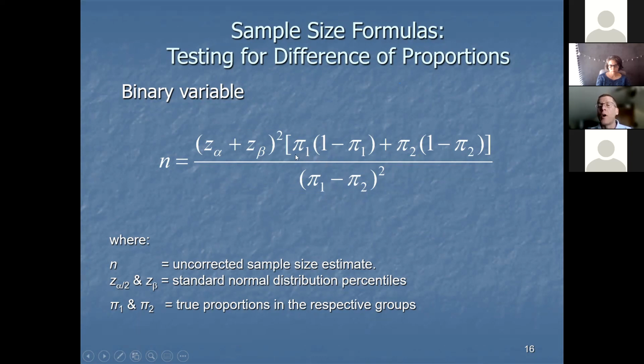But up here in the numerator, I actually need to specify pi1 and pi2, the proportion in each of those groups. And that's important because let's say I'm interested in a 10 percentage point difference. Well, I might have 0.2 minus 0.1, or I might have 0.5 minus 0.4. Both of those will give me 0.1 squared in the denominator, but those scenarios are going to give me different amounts in the square brackets here. So I need to actually specify what those proportions are when I'm dealing with proportions.